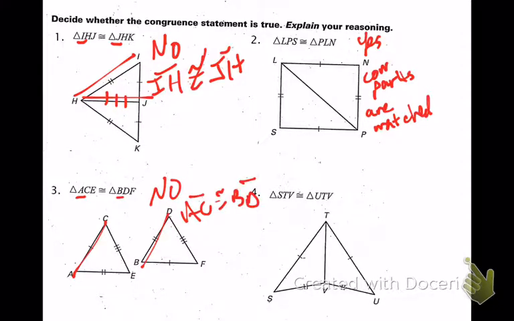And then the same thing over here. We're going to make sure these guys match up. ST and UT, yes, those are good. TV and TV, yes, those are good. And then SV and UV, and yes, those are good. Okay? So that's what we wanted. That's what we're looking at there. Just making sure that we're writing the congruent statement correctly.